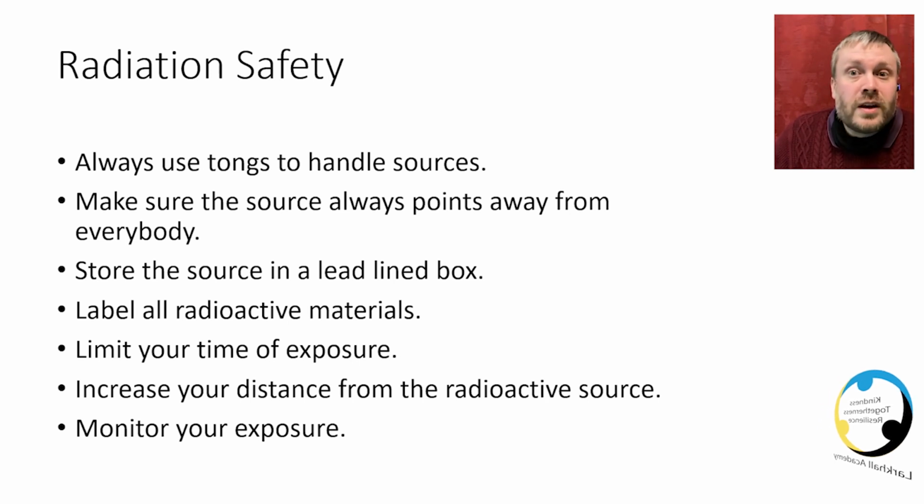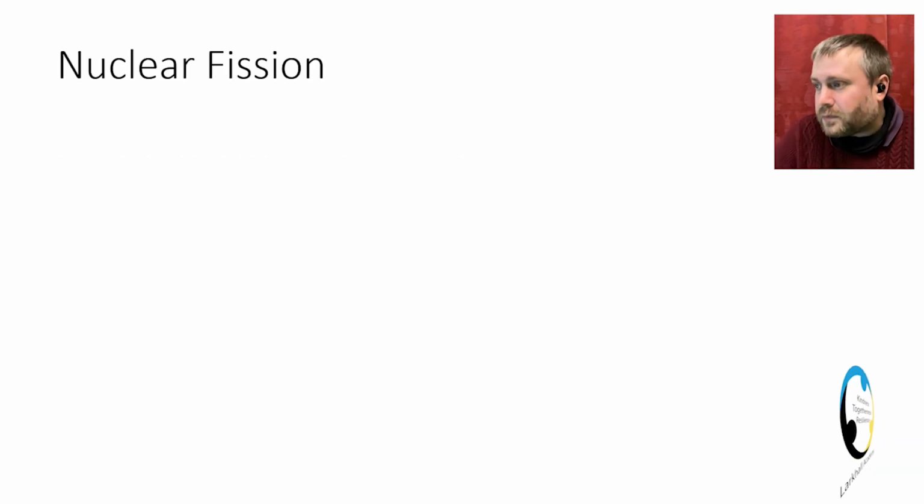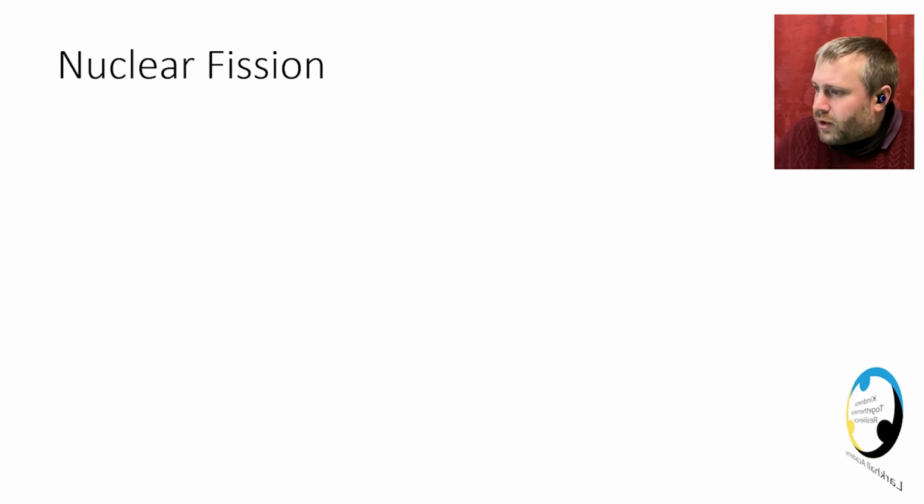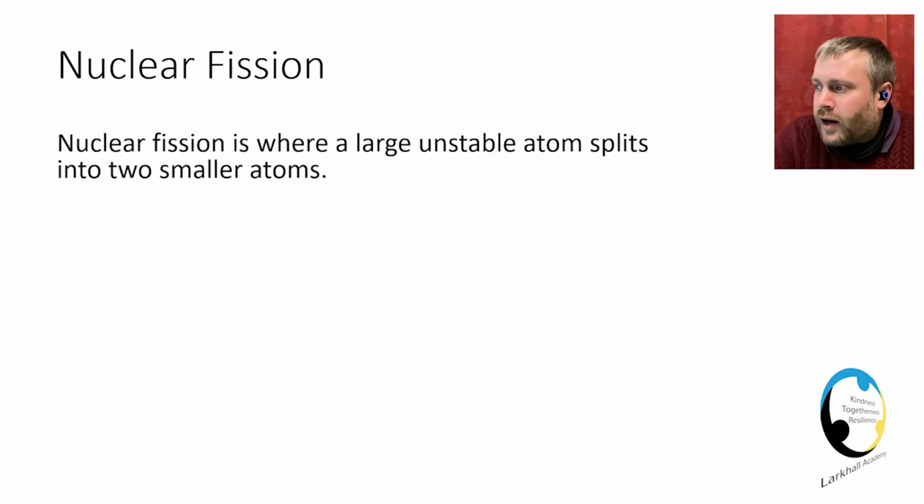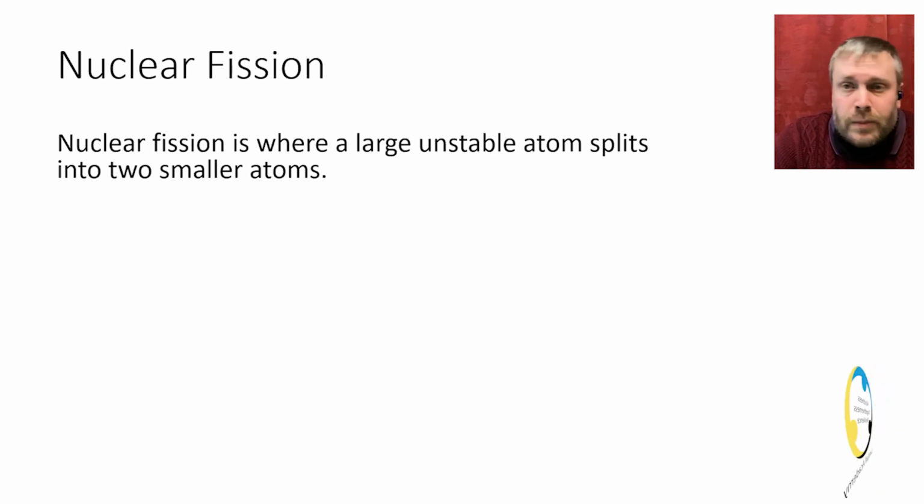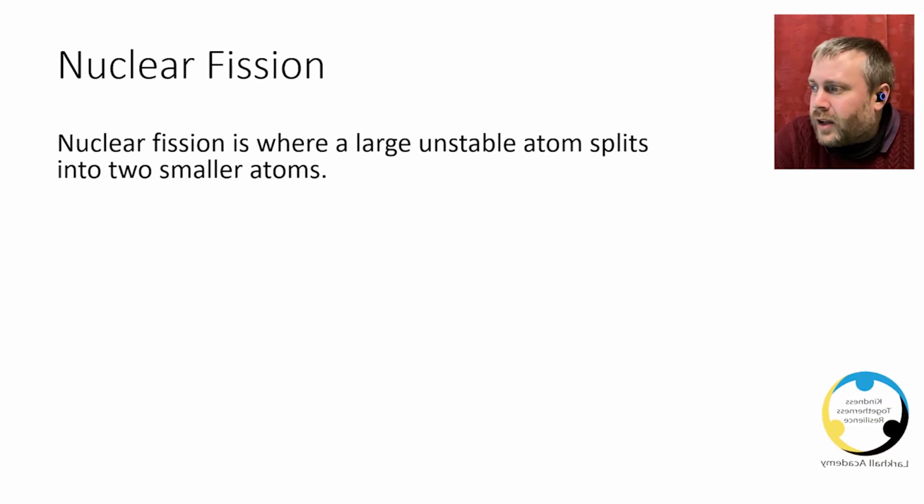So if we now get into the focus of today's lesson, the first type of nuclear reaction that we want to talk about is nuclear fission. Okay, so nuclear fission is where we have a large atom. It can be a large unstable atom. The larger the atom is, the more unstable it tends to be. So it tends to be a large unstable atom, and it splits into two smaller atoms.